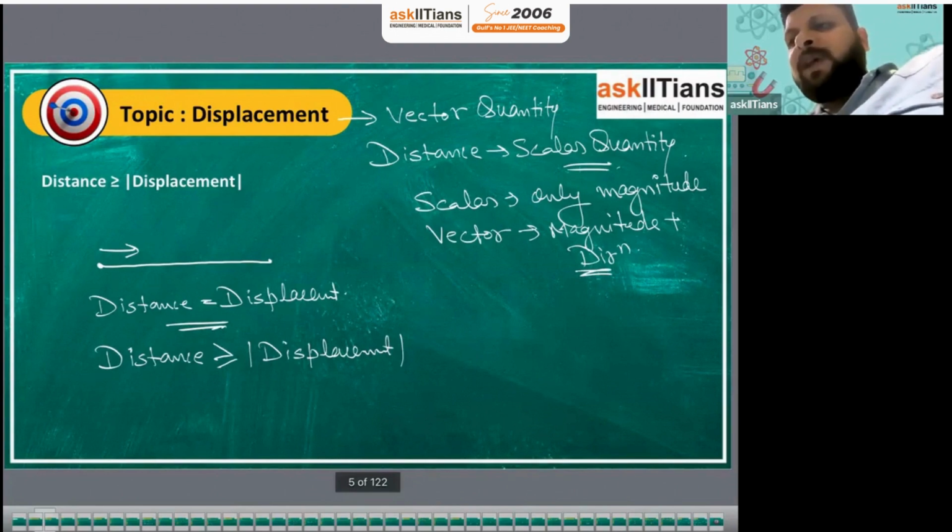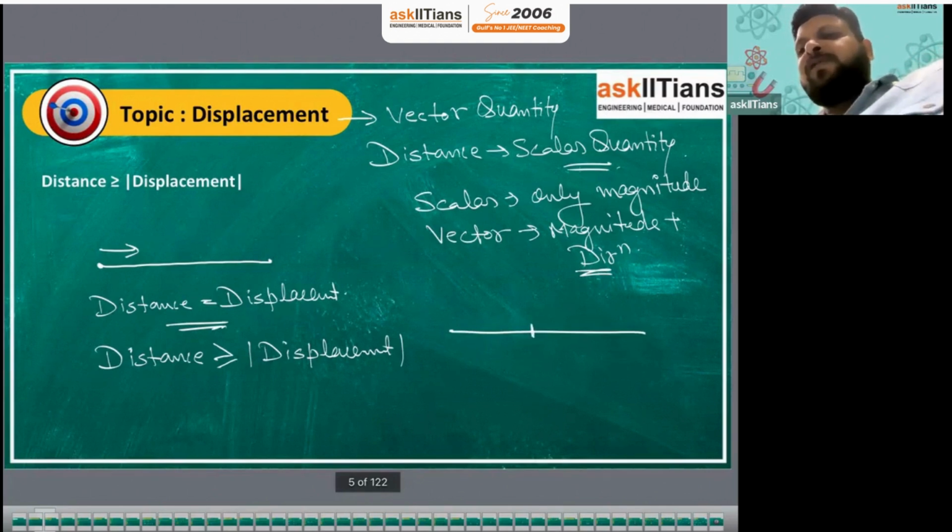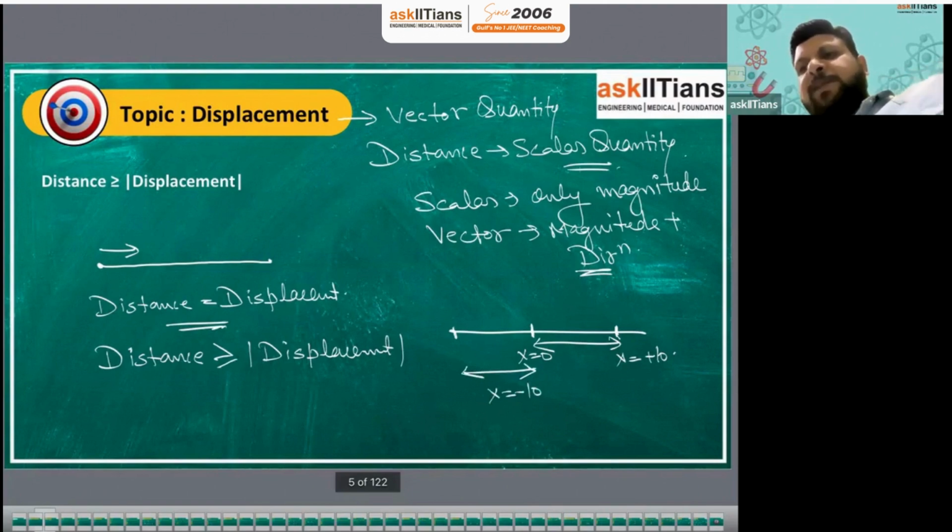For example, if you say a person is moving 10 meters, that 10 meters can be along any direction. But when you say it displaces plus 10 meters in the x direction, you can say its position is x is equal to plus 10. Or if you say x is equal to minus 10, then the position will be something else. Hope the difference between distance and displacement is clear to all of you.